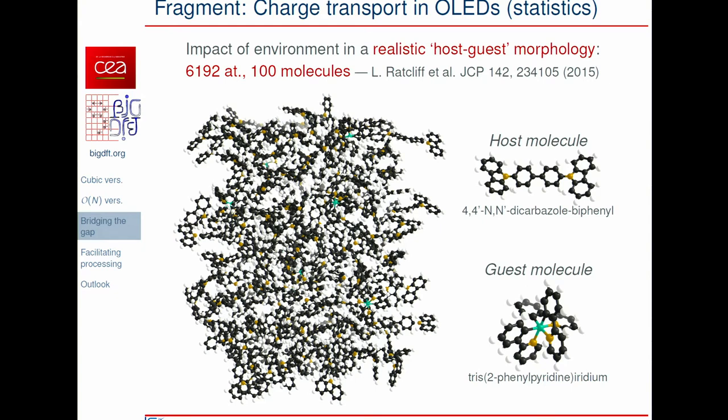And we calculate for each molecule the site energies and the transfer energies for an electron to go from one molecule to another one. So we have statistics, and then we use these statistics in some model based on Marcus' theory.